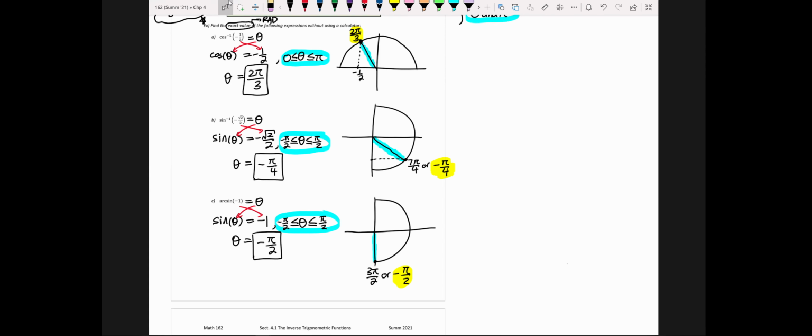Okay, so the reason why Justin chose the negative pi over 2 is because sine is the y-coordinate on the unit circle. The y-coordinate on the unit circle is negative 1 down here at 3 pi over 2, which is coterminal with negative pi over 2.